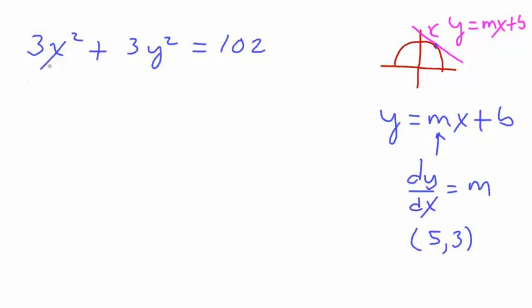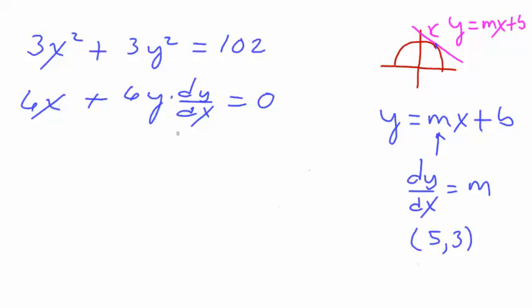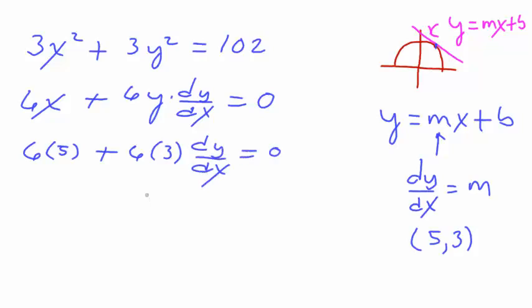Okay, well, let's take the derivative of this. So we have 6x plus 6y times, instead of y prime, I'm just going to write dy over dx here. And then the derivative of a constant is 0. Now the easy way of doing this is just to plug in the point 5, 3. So we have 6 times 5 plus 6 times 3 times dy over dx is equal to 0.